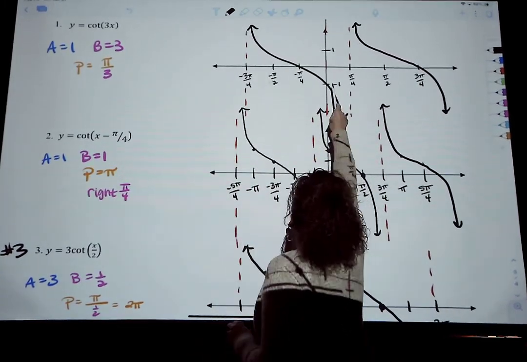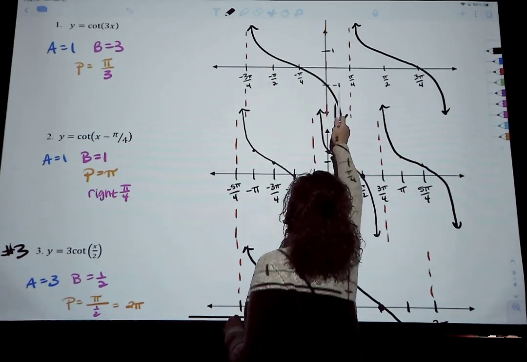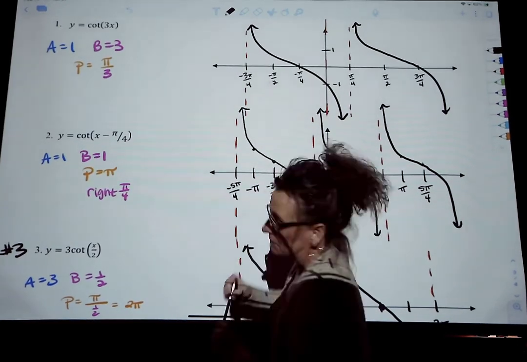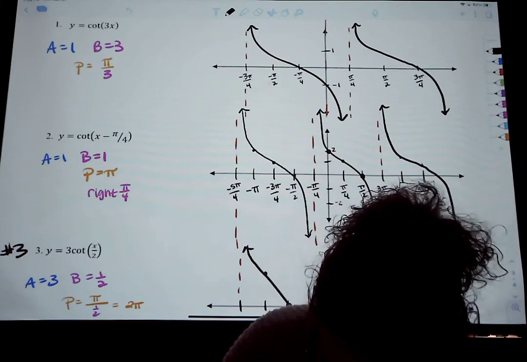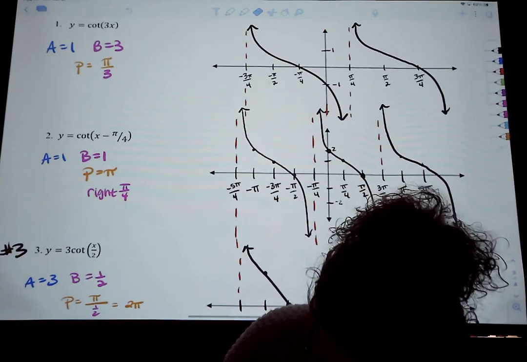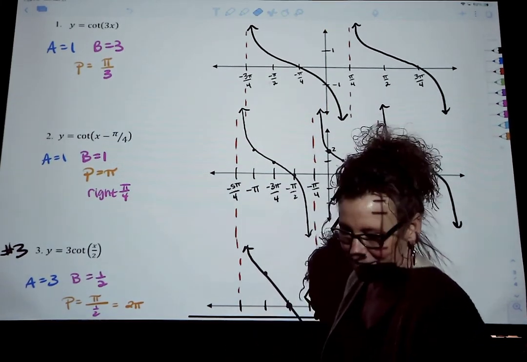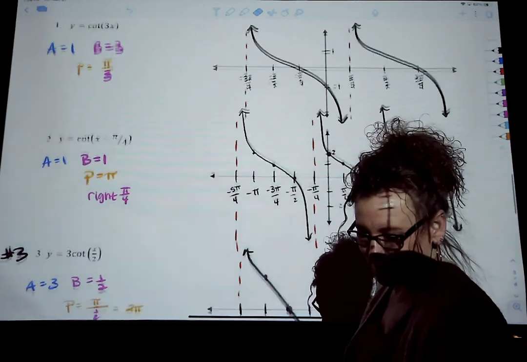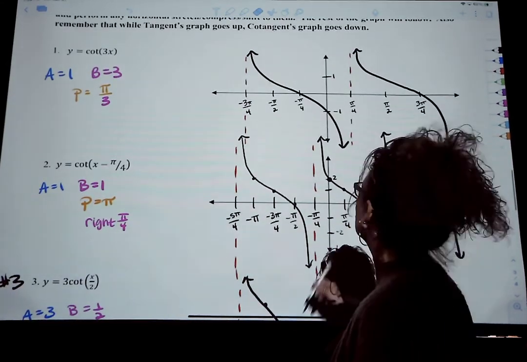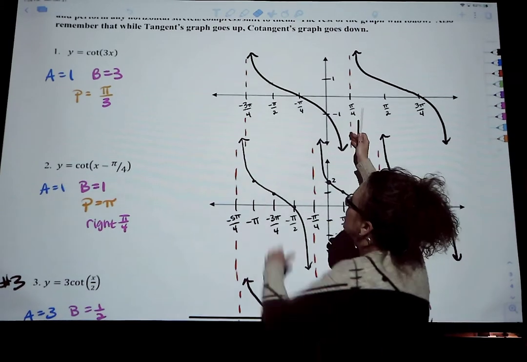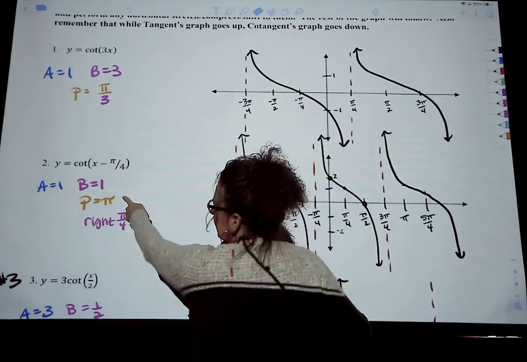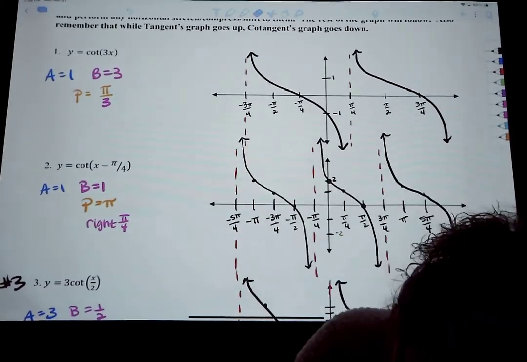Graph number 1, there used to be an asymptote at the origin, and it's been moved right pi over 4. The period is pi. Period is pi. I like it. It's graph number 1.